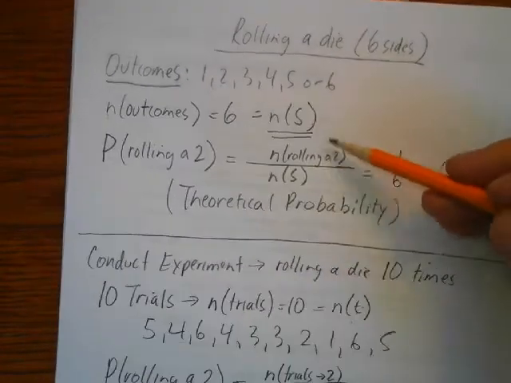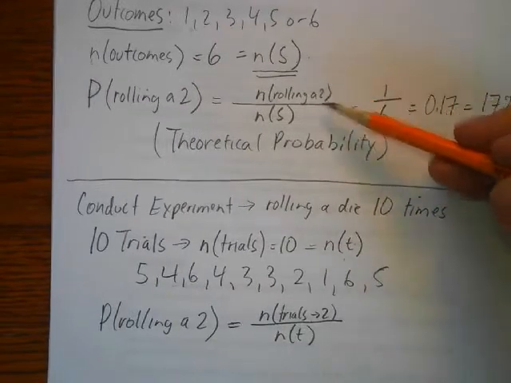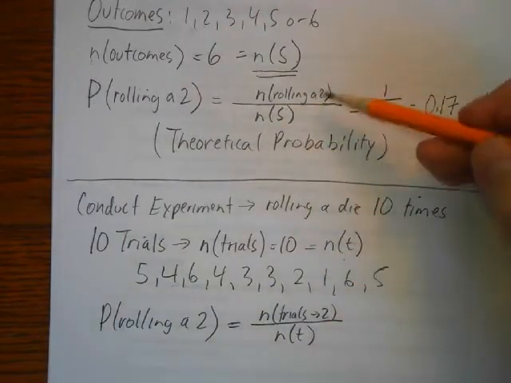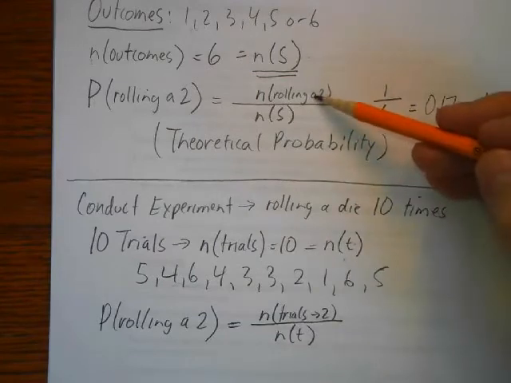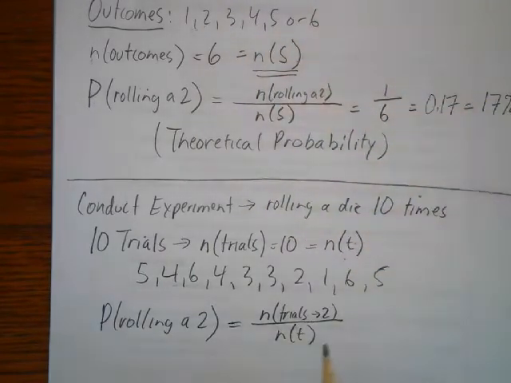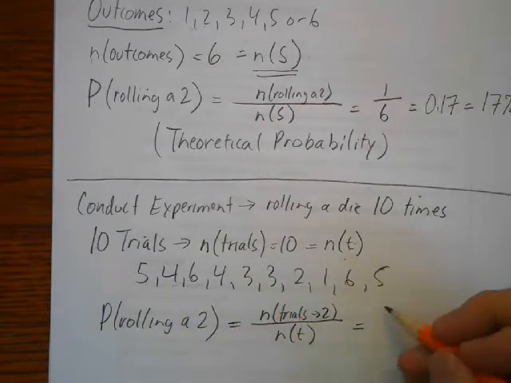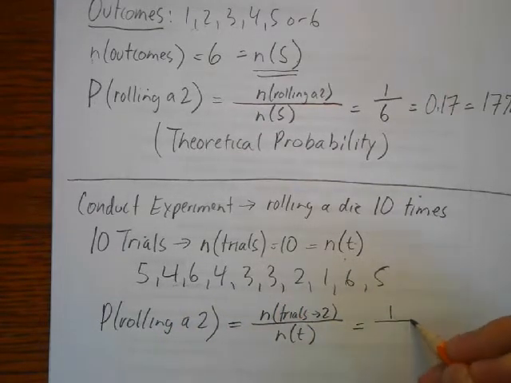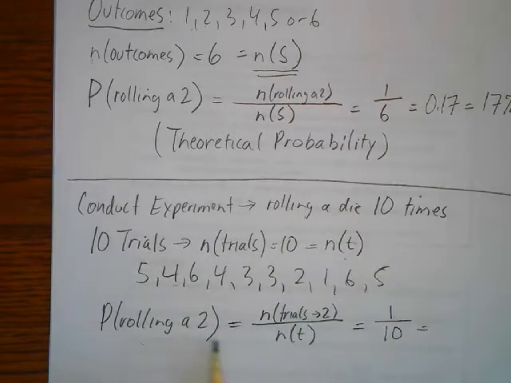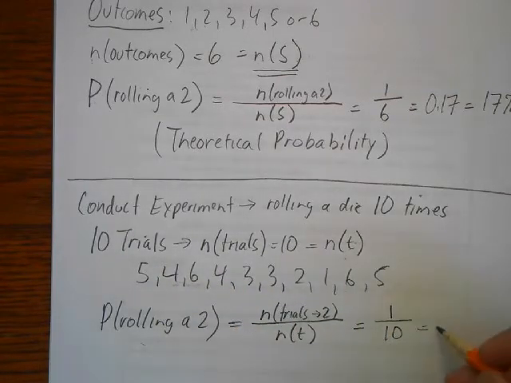Okay, you can see it's a little bit similar to what we did here. So this is the number of outcomes of rolling a 2, which in this case was 1. This would be how many times we actually got a 2 when we did our experiment. So it could be 0, it could be 10. Okay, but in our case it was 1. So we got that 1 time, and the total number of trials we did was 10. So in this case, the probability of rolling a 2 with this experiment we conducted was 1 over 10, or 0.1, or 10%.